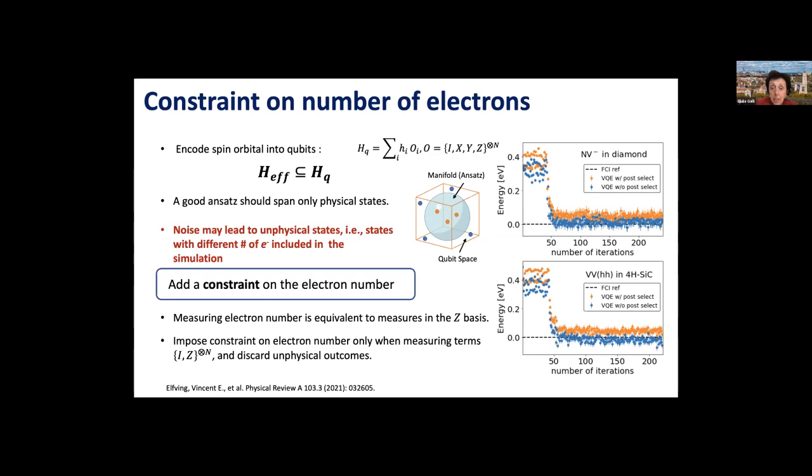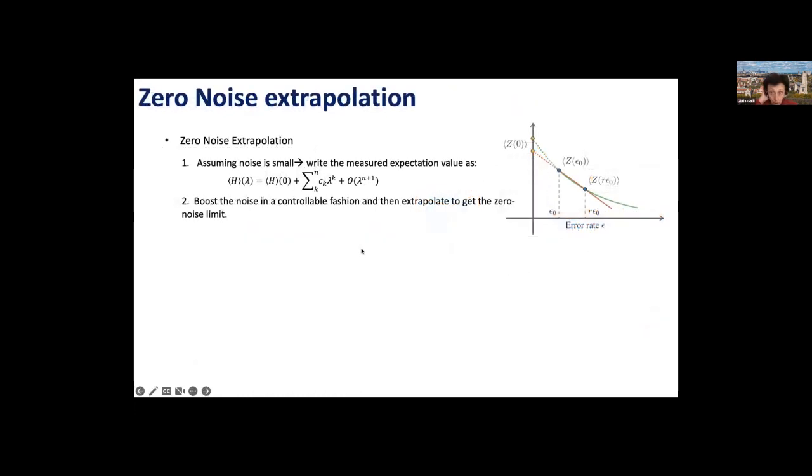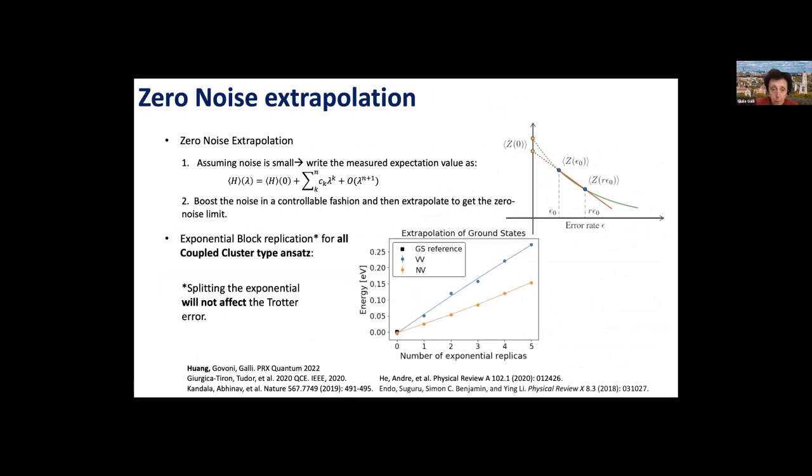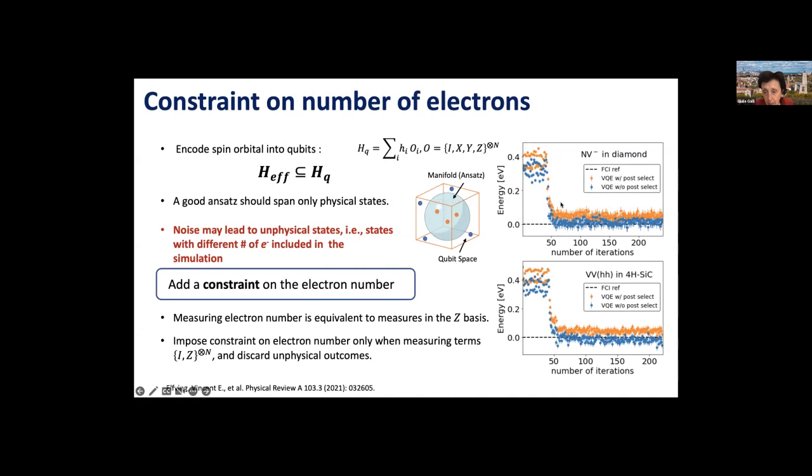Okay, so this is why we actually went to a noise extrapolation. Let me explain. We boost the noise in a controllable fashion, and then we extrapolate to get the zero noise limit. So we do our calculation, and each calculation is a result of an average. You see there is an error bar, a measurement of the average of many measurements on a quantum computer. Then we post select, and then we have the orange curve.